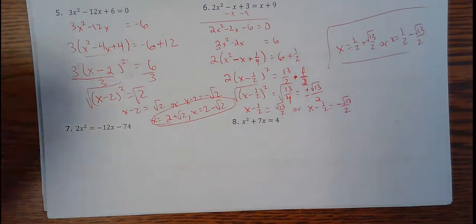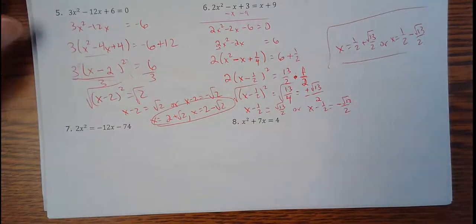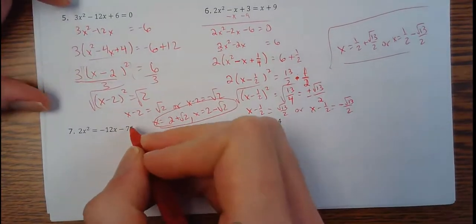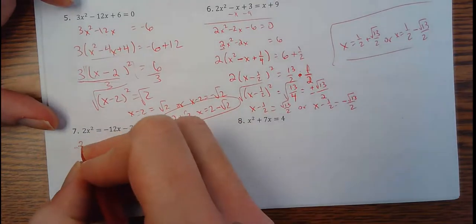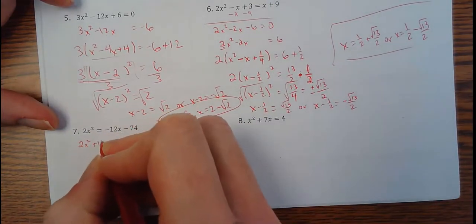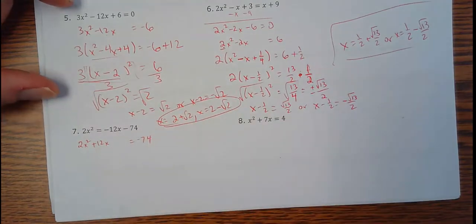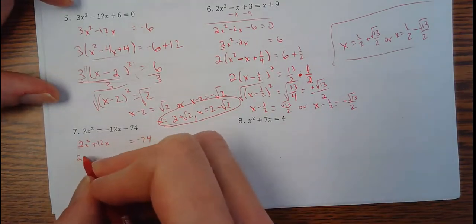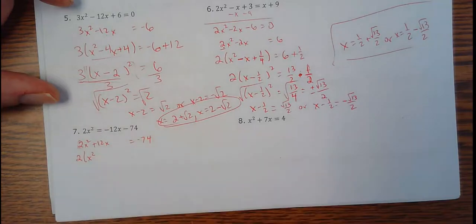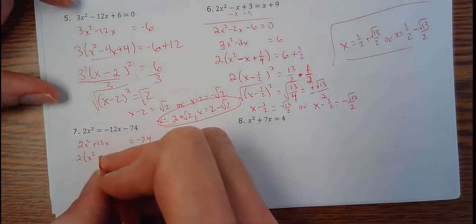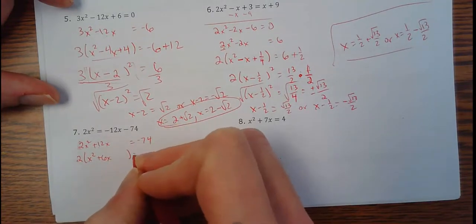Let's see here. Since we always assume that the constant's wrong, let's leave the constant on the right side. So I'll have 2x squared plus 12x equals negative 74. I'm going to divide by a, so I'm going to take a 2 out front. That way this is x squared. But I also have to divide the 12, so it'd be 6x. Leave a space.